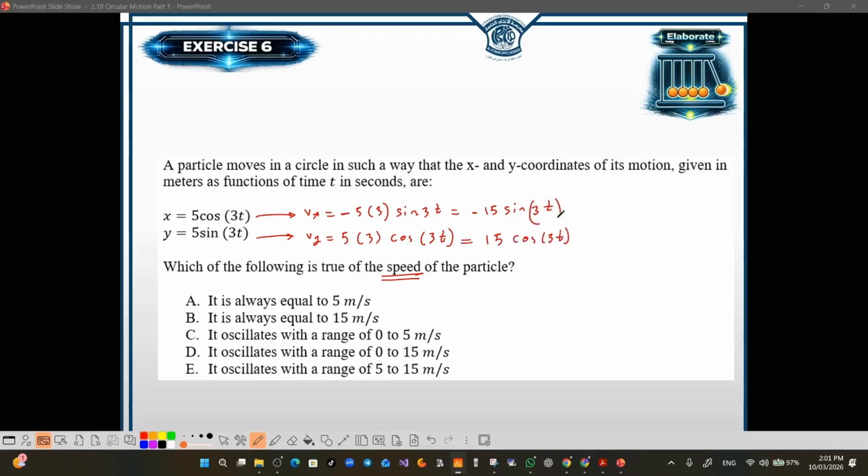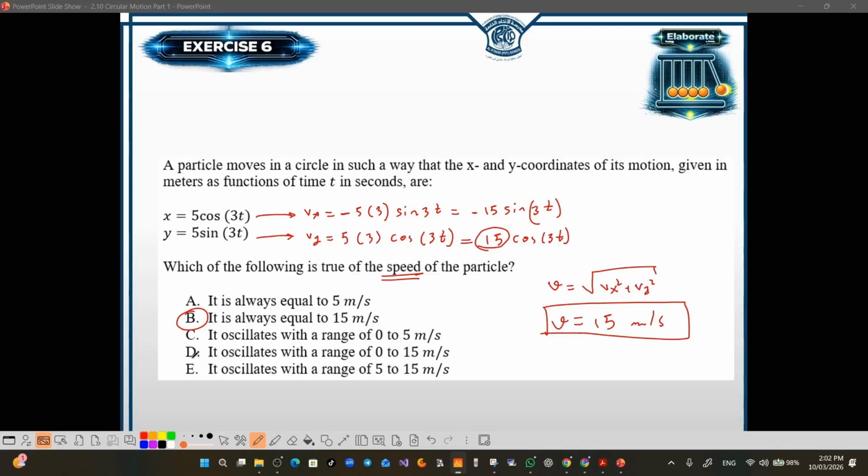Now, since this is MCQ, I should do this faster. We know that the speed is the square root of Vx squared plus Vy squared, and it's going to be 15, the same as the coefficient, meters per second. This is the speed. So the answer is B, but why B, not, for example, D or E? Because D and E also involve 15. Now, the thing is, the speed will be constant, and it's always going to be 15 in circular motion.